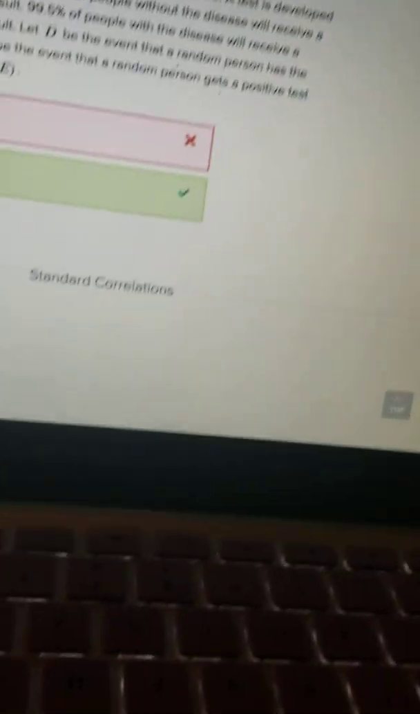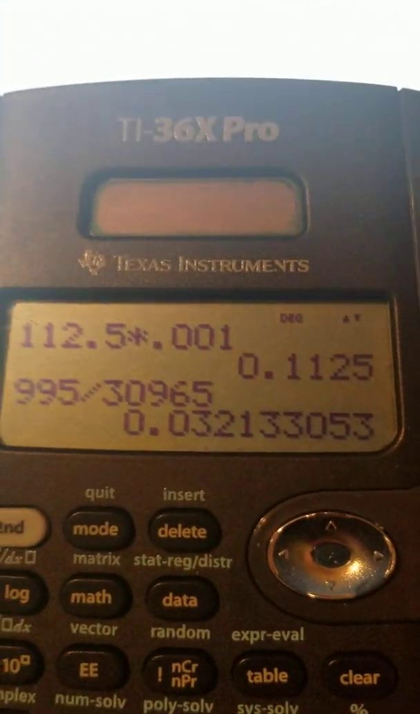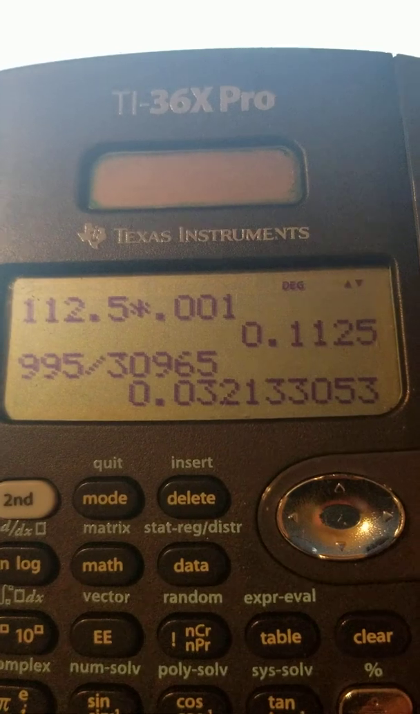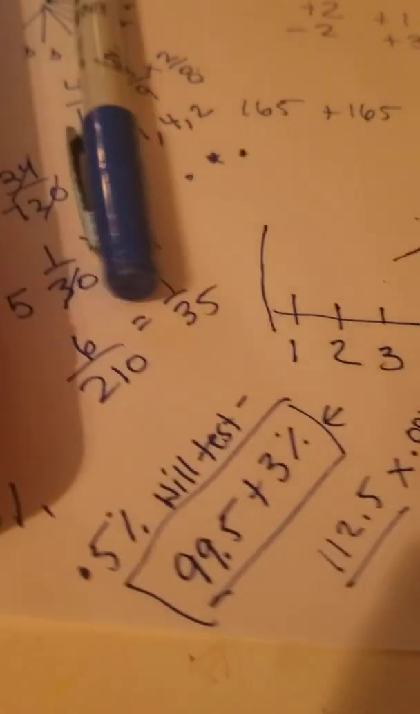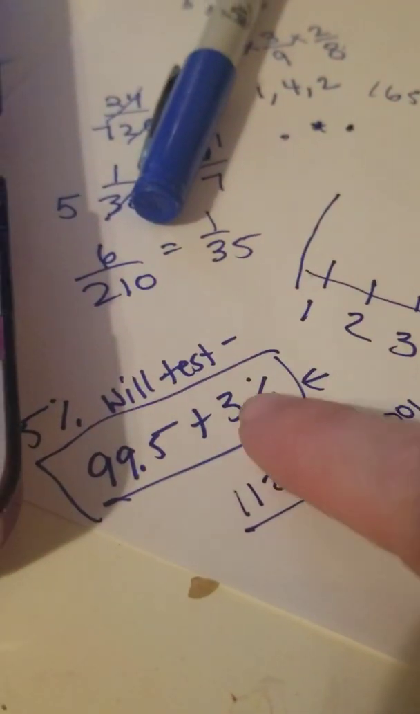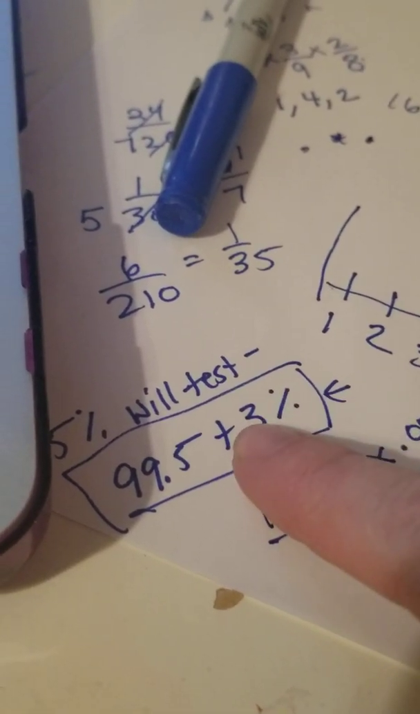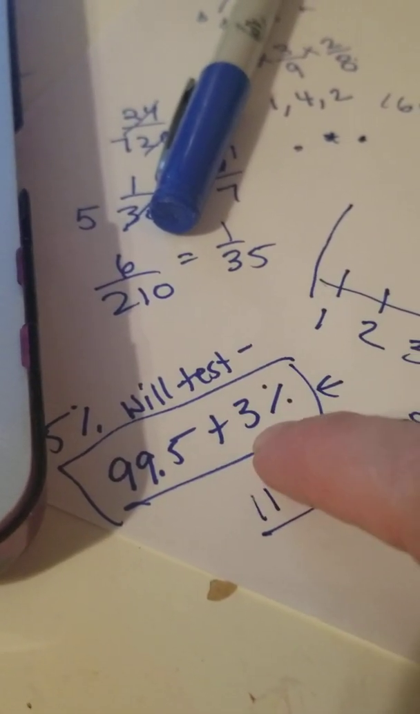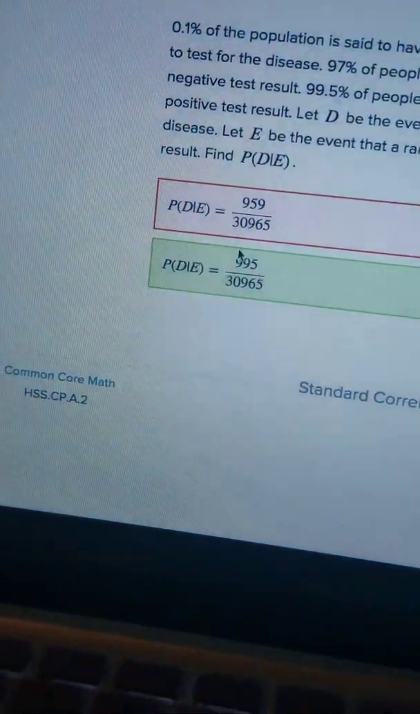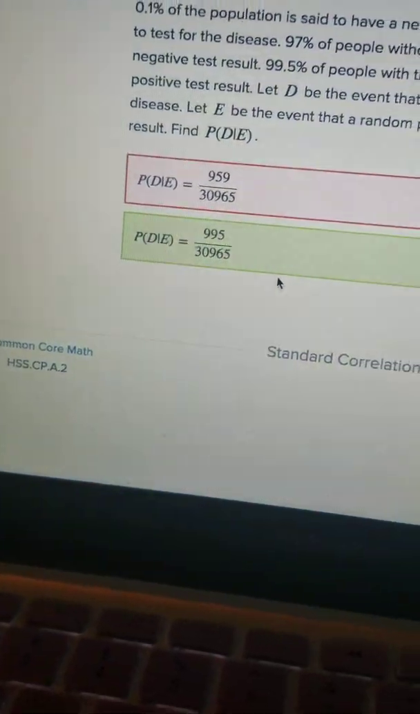Let's see what 995.5 divided by 30965. 0.03, so 3%. That must have been the false positives because we had 3% that were the false positives. Huh. So that's what we were looking for? Which one was the false positives?